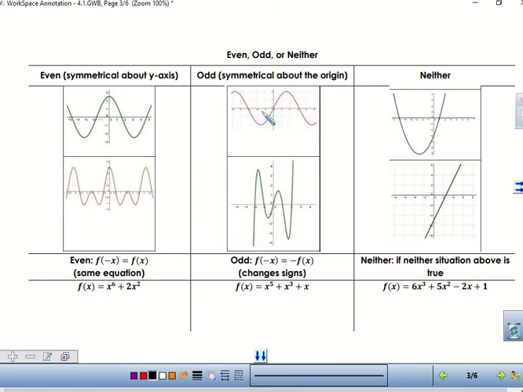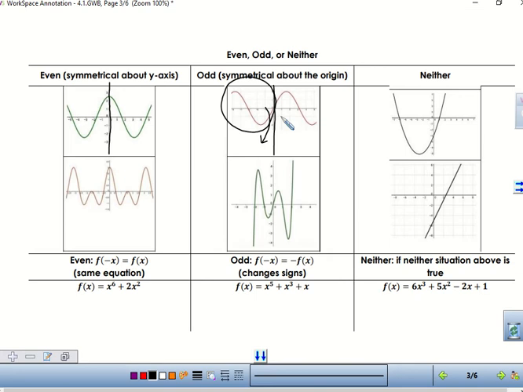So all polynomials are either even, odd, or neither for symmetry. So even symmetry is if you were to literally reflect it over the y-axis, it would map onto itself. Odd symmetry is if you were to cut it in half down the middle of the y-axis, take one side, flip it upside down, and then flip it onto the other side, it would line up, okay? This is symmetry about the origin, okay?